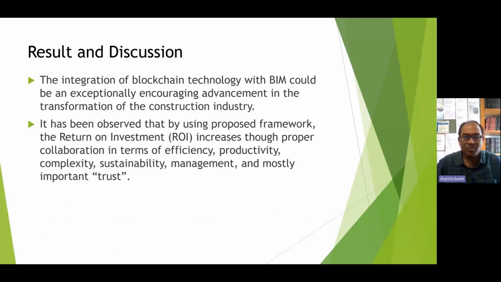Then the integration of the blockchain technology with BIM could be an exceptionally encouraging advancement in the transformation of the construction industry. It has been observed that by using the proposed framework, the return on investment increases through the proper collaboration in terms of efficiency, productivity, complexity, sustainability management, and most importantly, trust.